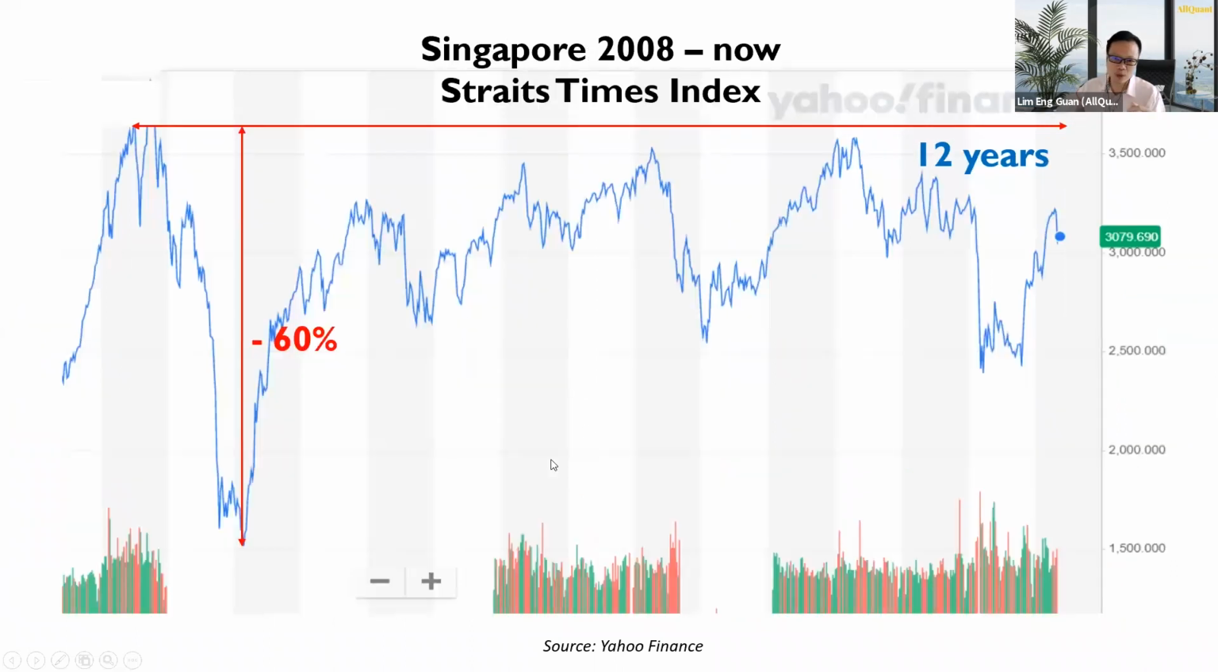And this last one I want to show you is Singapore. So this is the Straits Times Index. During the great financial crisis in 08 and 09, the STI crashed like 60%. And 12 years later, we are still in the process of recovering. So when will it recover?